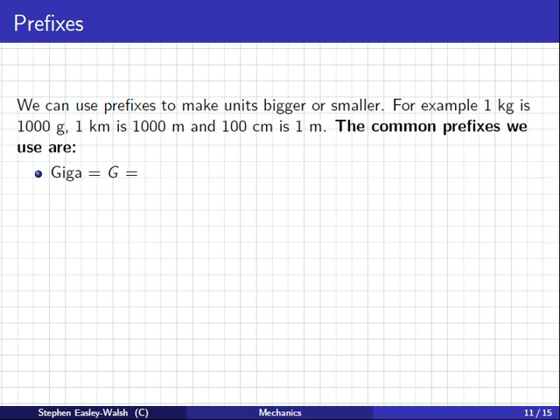How many zeros? 10 to the power of 2? No. 10 to the power of 3? No. 6. 9, isn't it? 10 power 9.